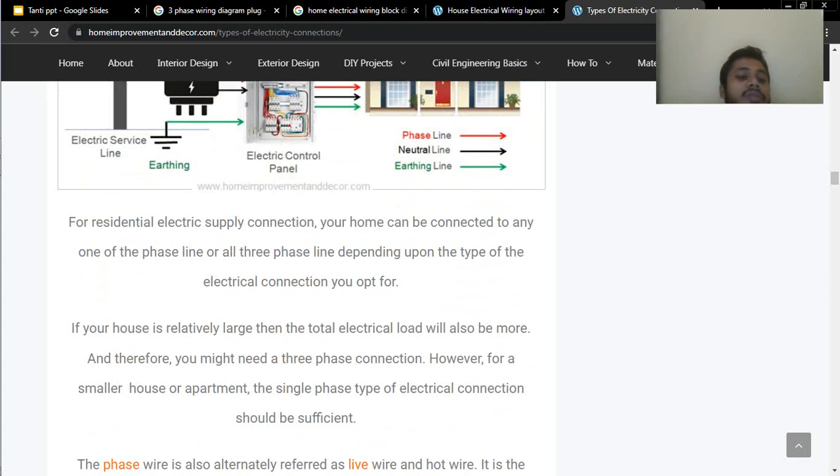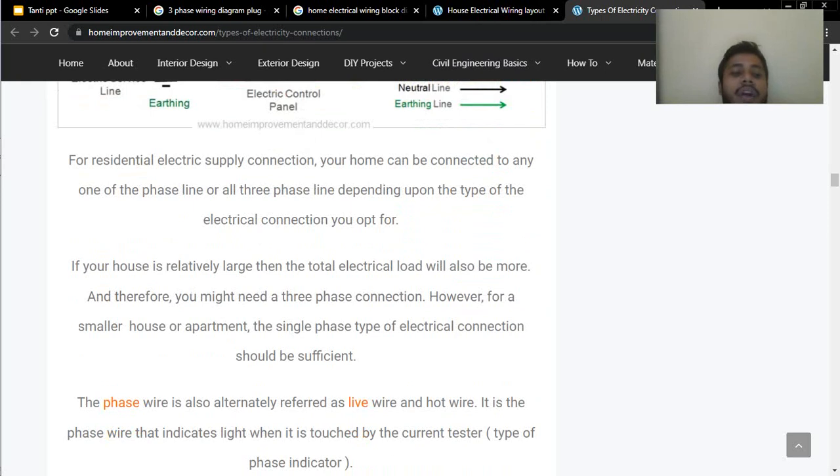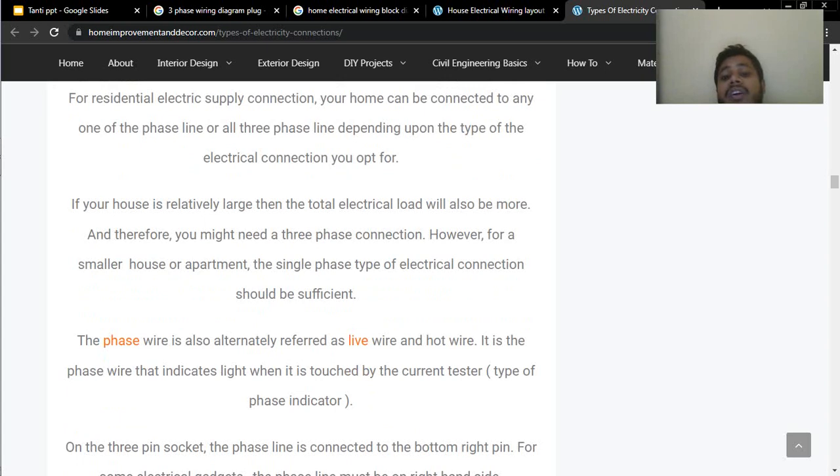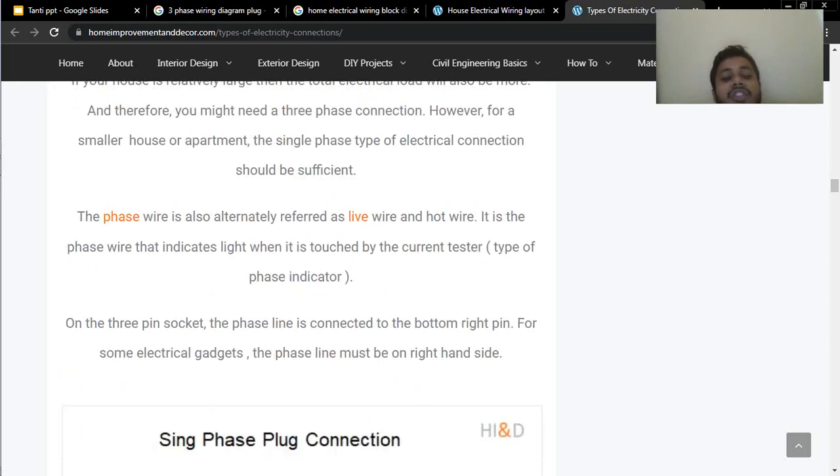For residential electrical supply connections, your home can be connected to any one of the phase lines or all three phase lines, depending upon the type of electrical connection you opt for. If your house is relatively larger, then the total electrical load will also be more, and therefore you might need a three phase connection. However, for a smaller house or apartment, a single phase type of electrical connection should be sufficient.